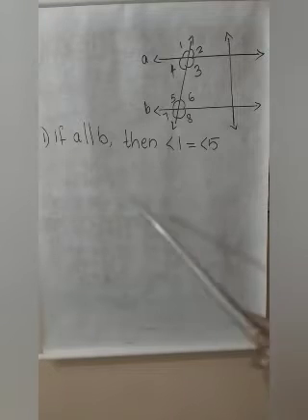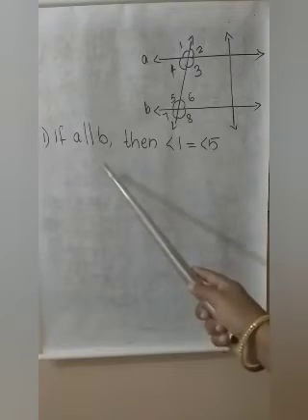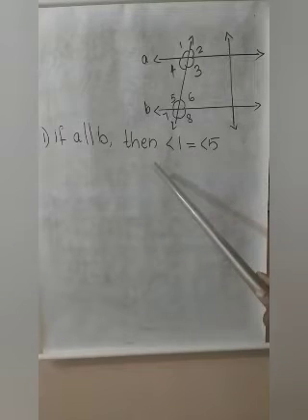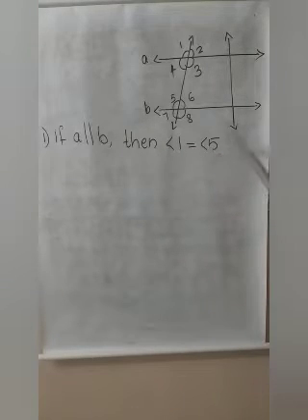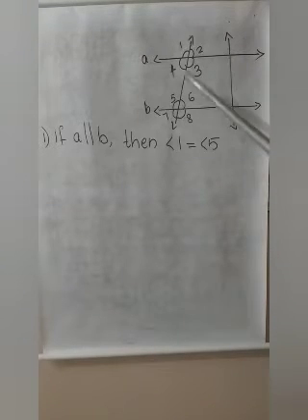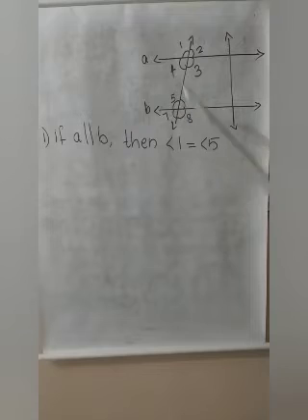Now, in the first question, what is given? If A parallel to B, we have to prove angle 1 equal to angle 5. So, what is given? A parallel to B. That means the two lines are parallel is given. What we need to prove? This angle 1 and angle 5 are equal. So, let us identify what is this angle 1 and angle 5. What is angle 1? Here is angle 1 and where is angle 5? Here is angle 5. So, from the figure, can you name which type of angle is angle 1 and angle 5?